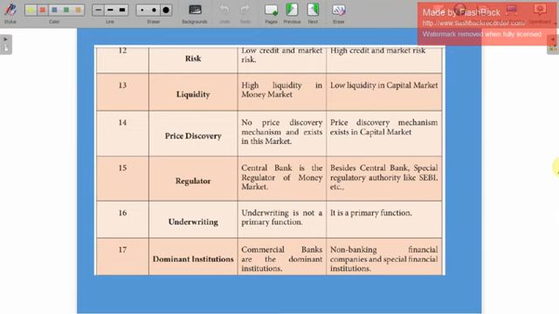So underwriting, what is underwriting? When a financial institution invests its money in the market, it is called underwriting. The money market doesn't have that facility, but the capital market has it, as a primary function. Dominant institution: in the money market, commercial banks always dominate. In the capital market, non-banking financial companies and special financial institutions dominate.